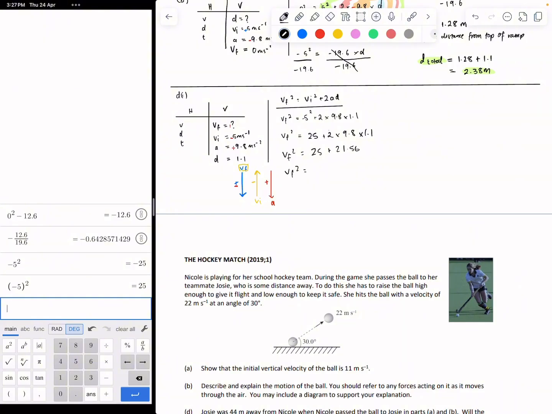Finally, we're almost getting there. We'll get, plussing these two values together, 46.56. And now to get rid of the square, we have to take the square root of both sides. And so we'll be left with VF equals 6.82 meters per second. So that's our final velocity, okay?